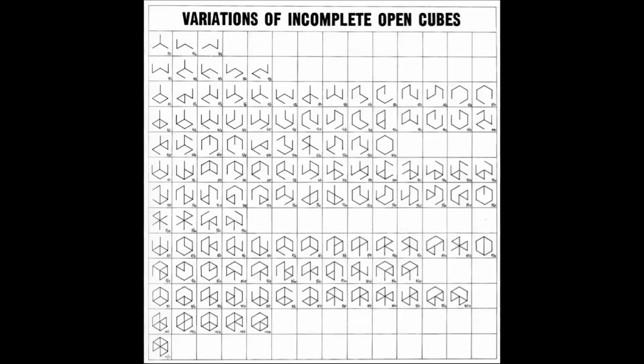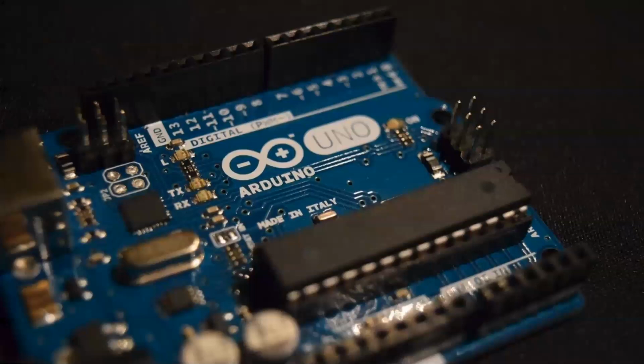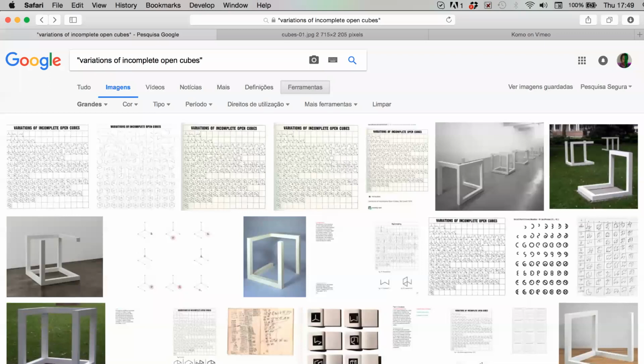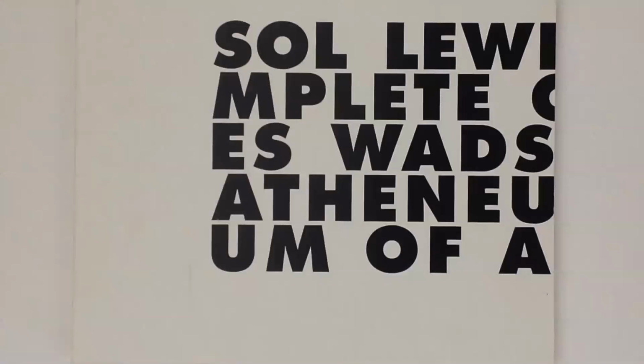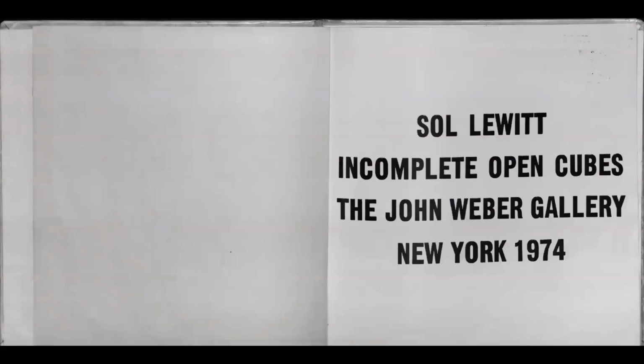In 3.11, the result of LeWitt's algorithm was transformed into a database stored in the non-volatile memory space of an Arduino board. While coding the database and the instructions for the Arduino board, an error was noticed in the most widely spread diagram of LeWitt's work. The diagram was published in the 2001 book Sol LeWitt, Incomplete Open Cubes, edited by Nicholas Baume. I continued my research and found that the diagram was originally published in 1974 in the catalog of the first exhibition of variations of incomplete open cubes, Sol LeWitt, Incomplete Open Cubes, at the John Weber Gallery.